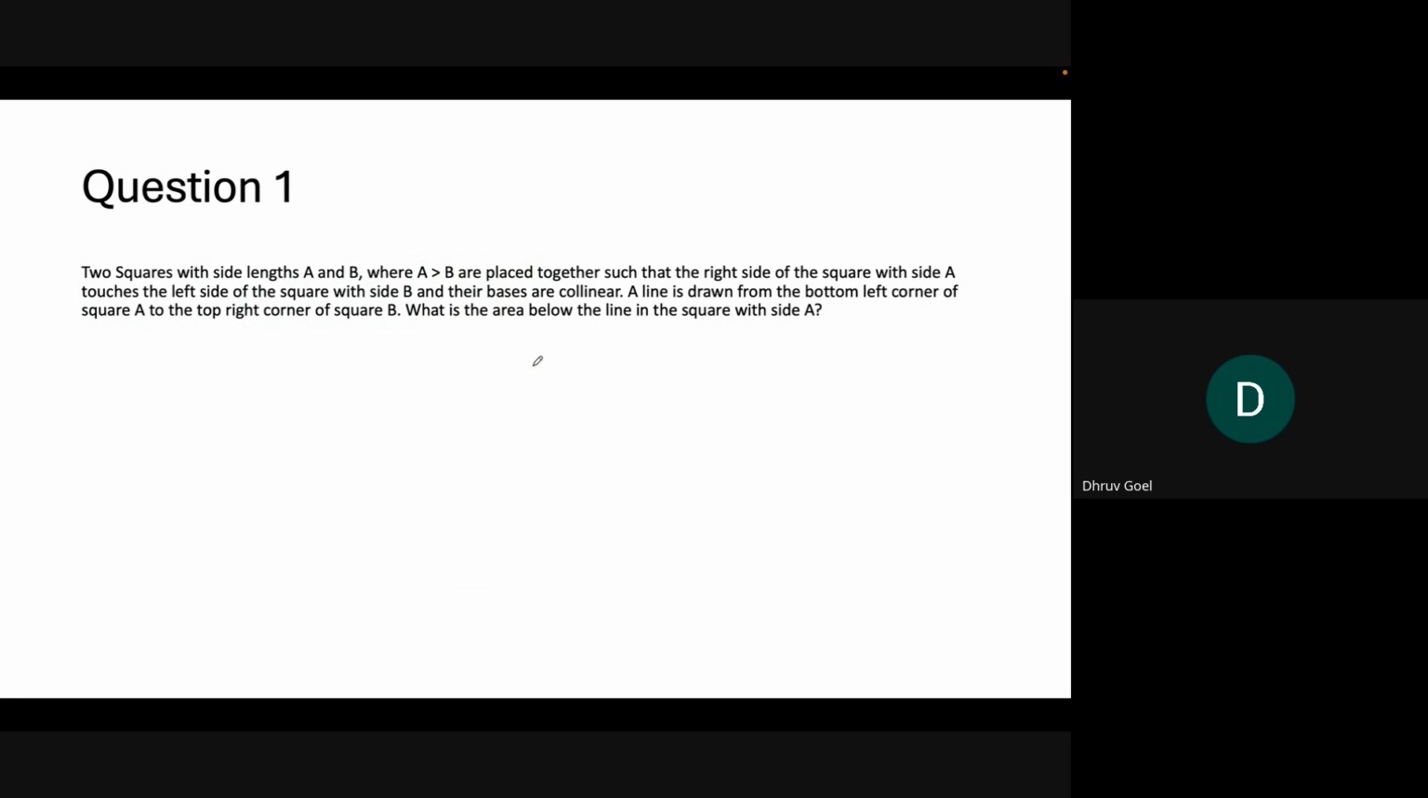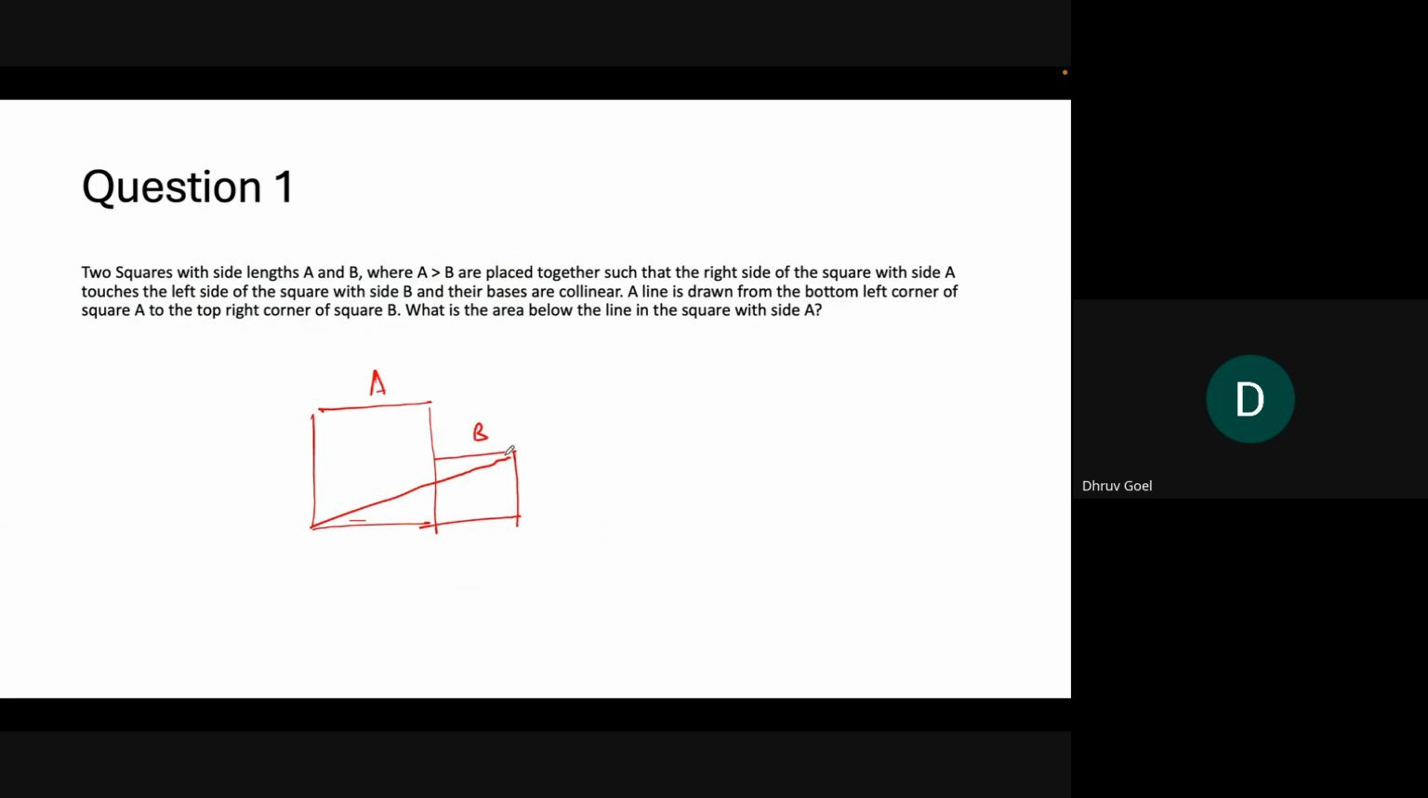The first problem says there are two squares with lengths A and B, where A is greater than B, placed together such that the right side of the square with side A touches the left side of the square with side B, and their bases are collinear. A line is drawn from the bottom left corner of square A to the top right corner of square B.